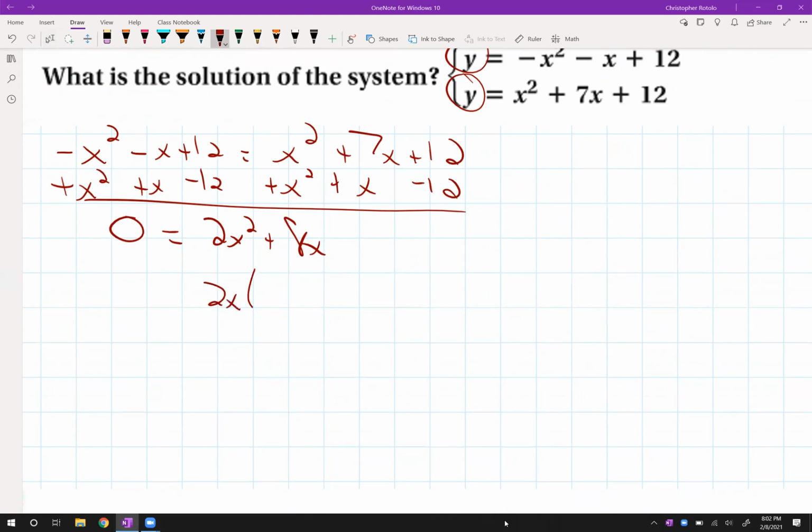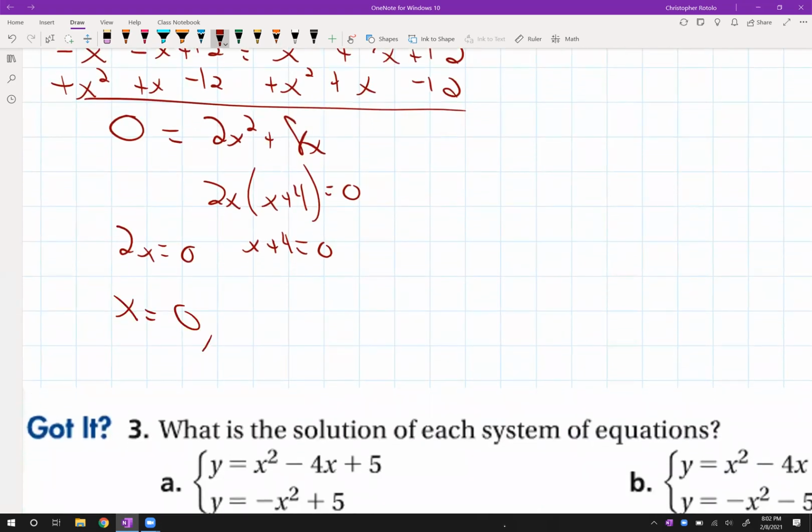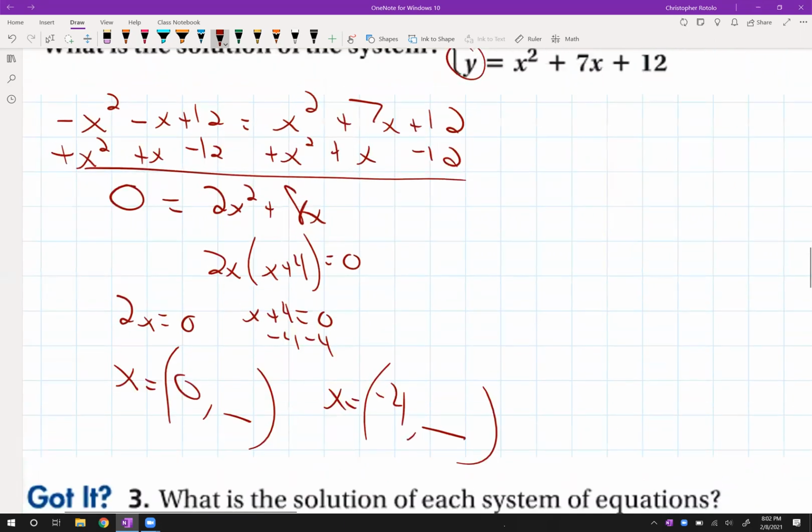So it's a GCF, 2x and x plus 4 equals 0. So 2x equals 0, x plus 4 also equals 0. So x turns out to be 0, comma blank. And if I subtract 4 here, x turns out to be negative 4, comma blank, right? I've got to find out what the other half of these ordered pairs are.